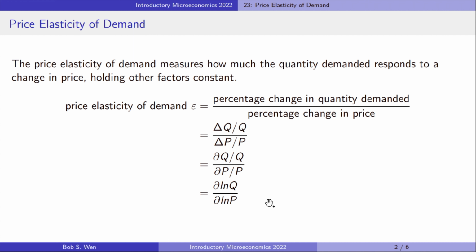Because the quantity demanded of a good is negatively related to its price, the percentage change in quantity will always have the opposite sign as the percentage change in price. But what we often care about is the magnitude of the elasticity, that is, the absolute value of the elasticity. So, in the following, when I talk about elasticity, I mean its absolute value. A larger price elasticity implies a greater response of quantity demanded to a change in price.